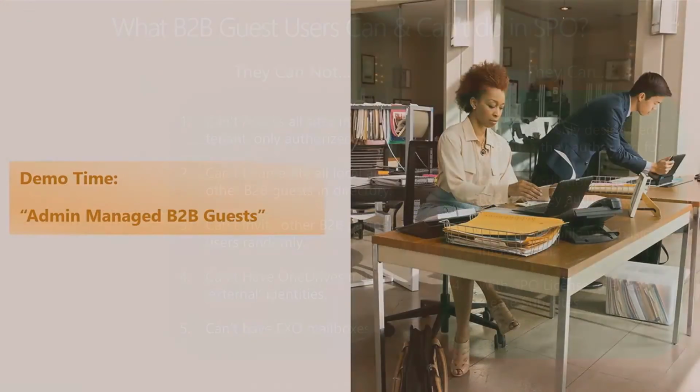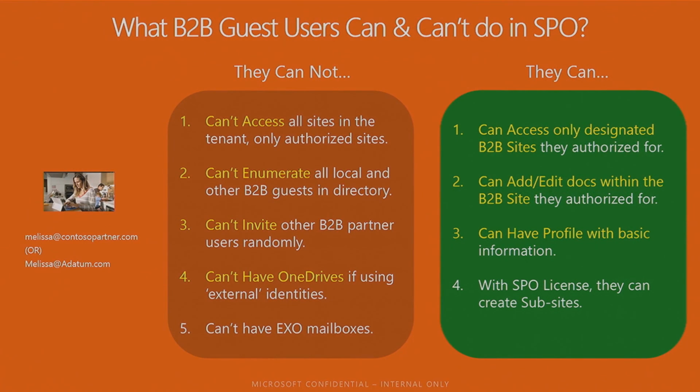I want to quickly summarize what the external users can do and what they cannot do. Of course, if we start with the green, they can access the designated sites that you have invited them. They can collaborate within that site collection by uploading documents, modifying documents. They can have a basic profile. So they can say, hey, I'm a big shot in artificial intelligence, so you should ask me questions about that. So internally in Contoso, if you have a question about that, you can reach out to him. And then also, if you have given him a SharePoint Online license, then he will have some additional capabilities.